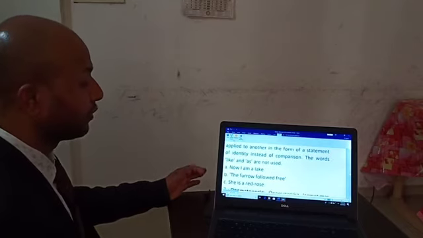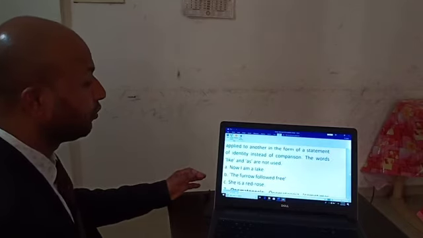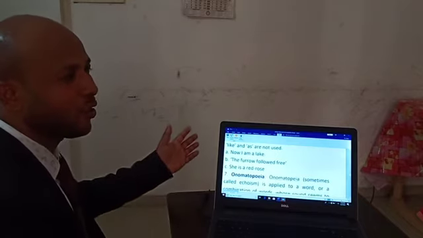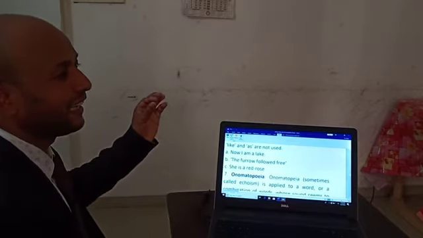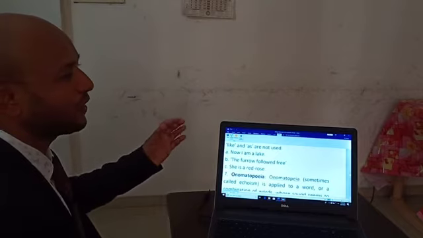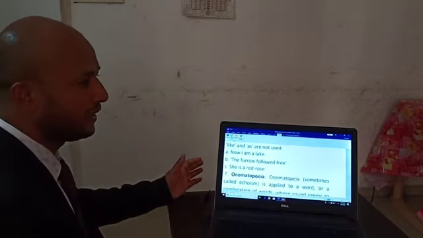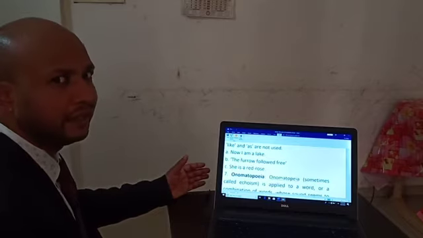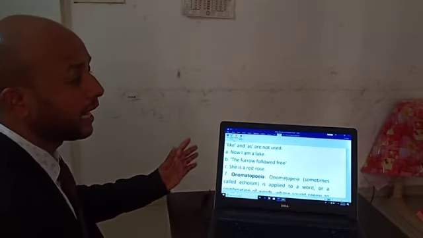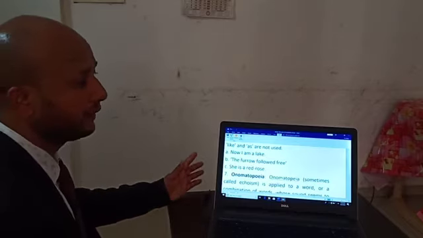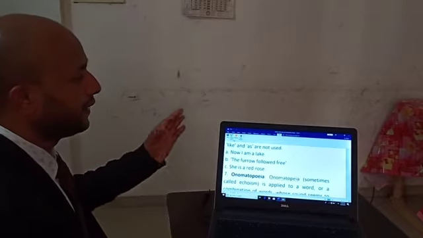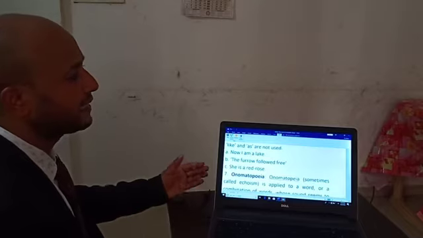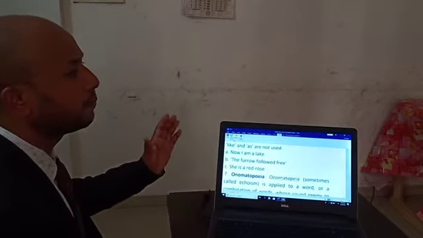"The furrow followed free." Metaphor. "She is a red rose." She looks like a red rose, so that's why she is called, "She is a red rose." I will give you so many examples. Lala Lajpat Rai is the Lion of Punjab. Lala Lajpat Rai was a freedom fighter of the country, India. So the quality of a lion is given to Lala Lajpat Rai. That's why we can say Lala Lajpat Rai is the Lion of Punjab.